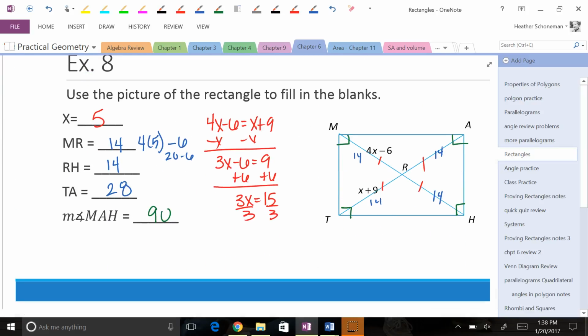Okay, example 8. We've got diagonals, and remember the 4 segments of a diagonal are equal. So that means 4x minus 6 has got to equal x plus 9. Okay, so that's what I did in red, so x comes out to be 5. Then I'm going to plug it in.